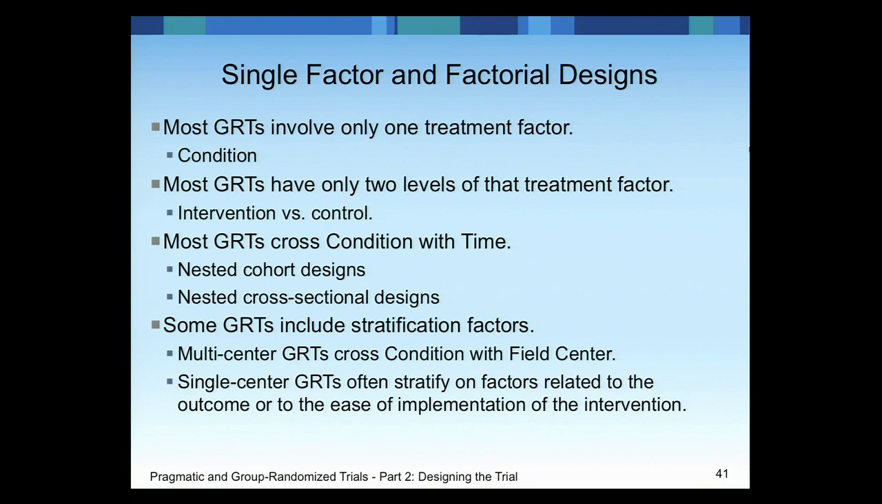The TAG trial, trial of activity in adolescent girls, funded by NHLBI that I was involved in, had 6 field centers. Each of the field centers recruited 6 schools, and within each field center, 3 of those schools received treatment, 3 were control schools. So that would be an example of multi-center trials with stratification on field center. Single center trials often stratify on factors that are related to the outcome or to the ease of implementation of the intervention.